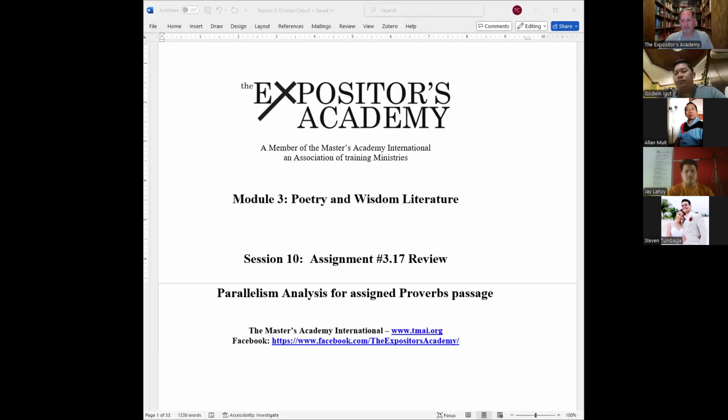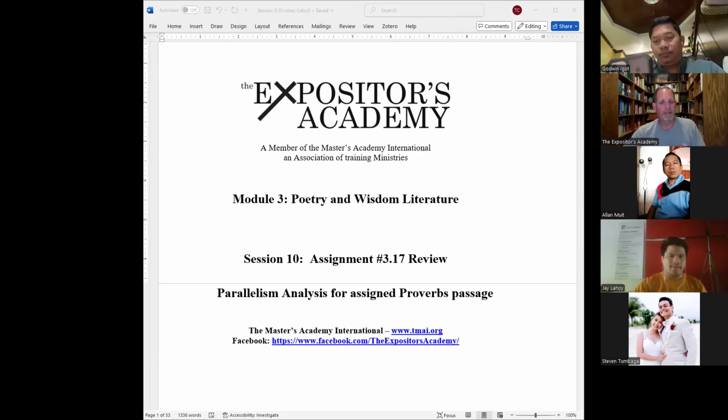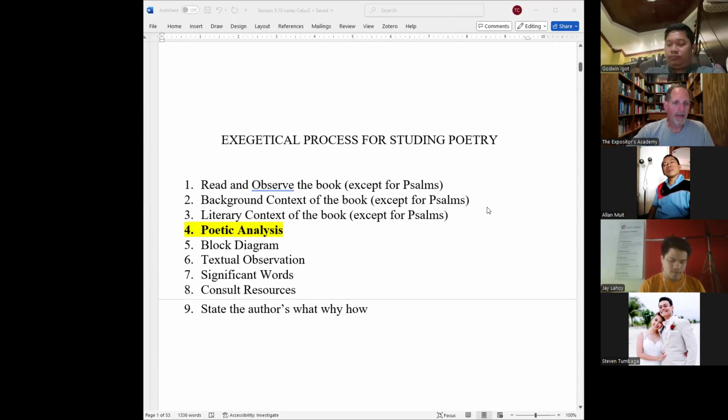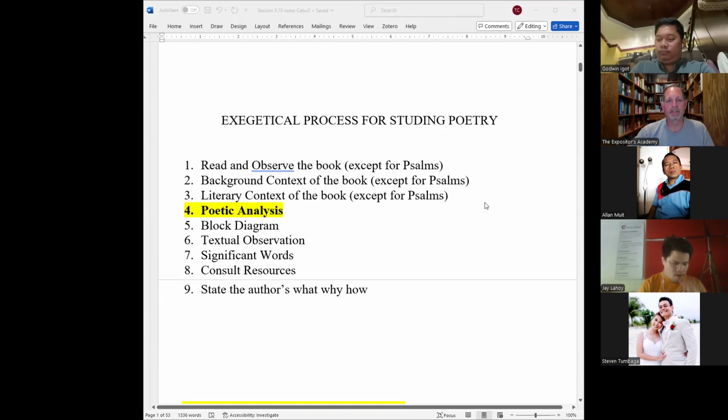So we'll be reminding ourselves about a few of the items with parallelism, just in case you forgot or can't remember fully. It's always good to review, especially since Stephen said he's going to be preaching from Deuteronomy, from Moses' song, which has parallelism in it, if I remember correctly, but it'll have definitely poetic features. So parallelism is one of those poetic features to look for, and it's part of the poetic analysis step.